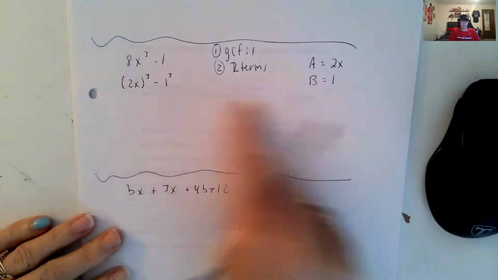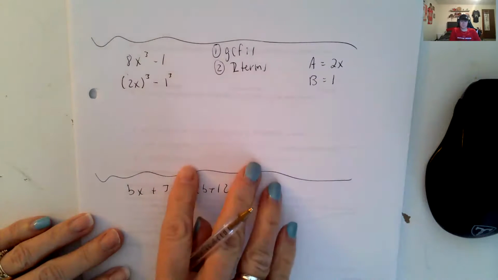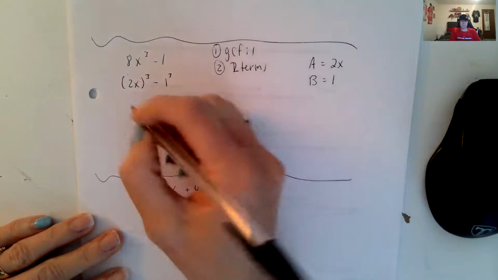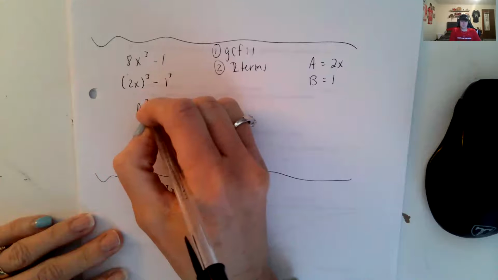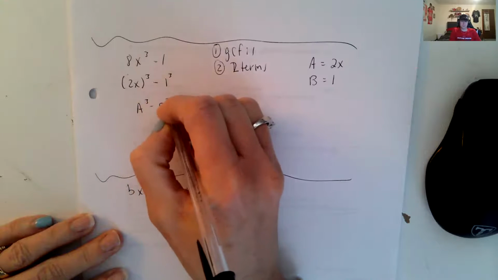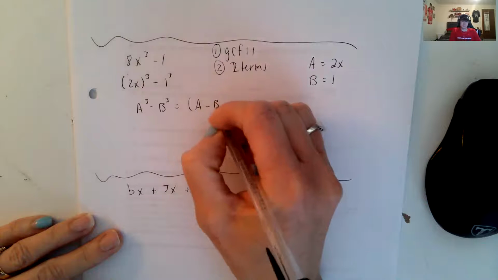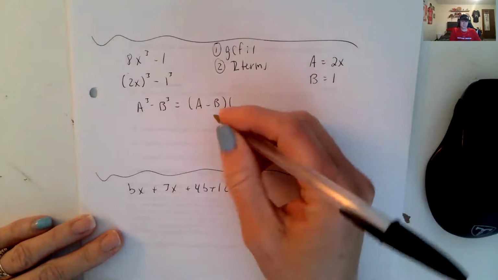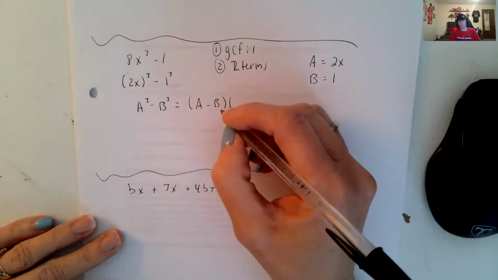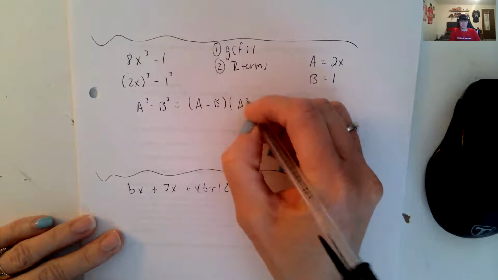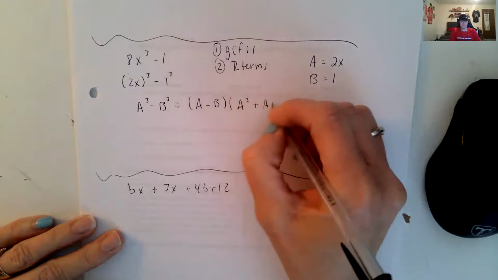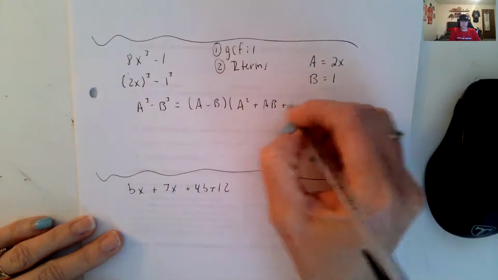So I'm just going to write down again what the pattern is, and then I'm going to fill it out for us. So the pattern from my factoring flow chart is A cubed minus B cubed factors into A minus B times A squared plus A times B plus B squared.